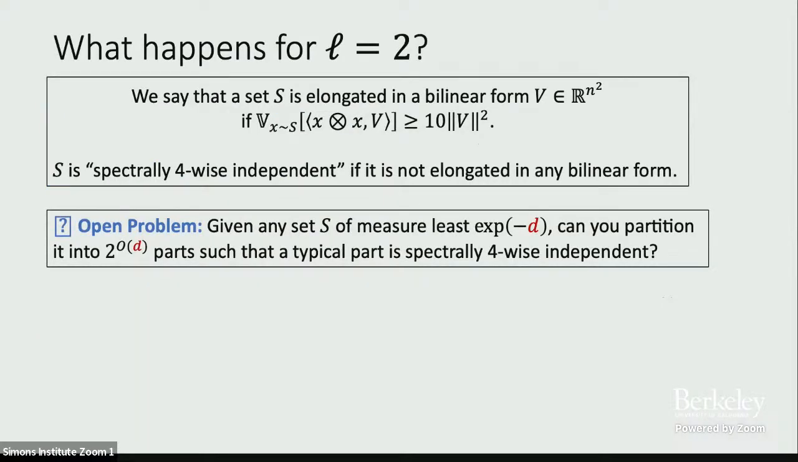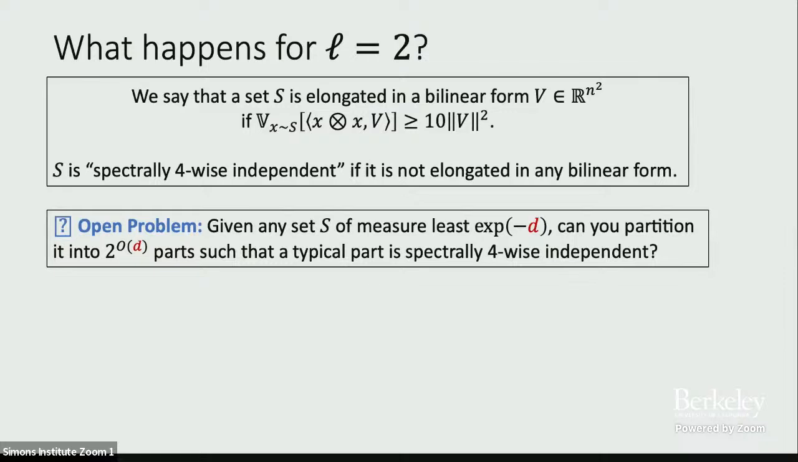So what happens for level L equals 2? The notion of clean turns out to be this. We say that a set S is elongated along a bilinear form if you look at this random variable, a product between x tensor x and v, this is some bilinear form. If the variance of this quantity is large, we say that a set is elongated in this bilinear form. We say that a set is spectrally 4-wise independent if it is not elongated in any bilinear form. So any perfectly 4-wise independent set is also spectrally 4-wise independent. And this is the property that we want Alice's and Bob's sets to satisfy.